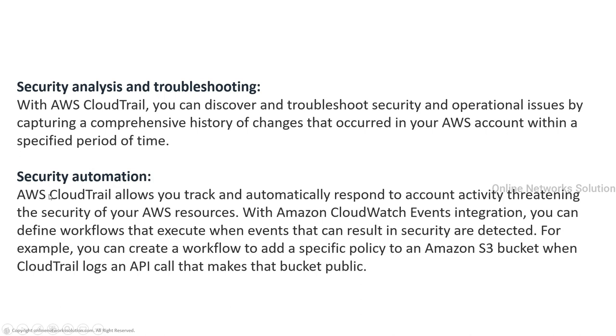Security automation. AWS CloudTrail allows you to track and automatically respond to account activity threatening the security of your AWS resources. With Amazon CloudWatch Events integration, you can define workflows that execute when events that can result in security issues are detected. For example, you can create a workflow to add a specified policy to an Amazon S3 bucket when CloudTrail logs an API call that makes that bucket public.